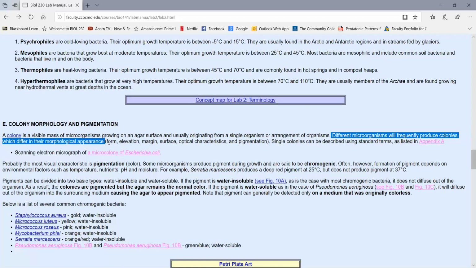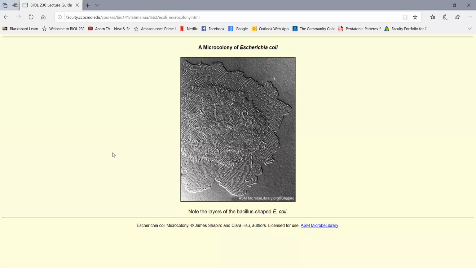And this is a scanning electron micrograph of a microcolony of Escherichia coli. Now, E. coli is a bacillus-shaped bacterium. And this colony, when it was put under the scanning electron microscope, was about the size of the head of a pin. But when highly magnified, you can actually see the individual bacilli in the colony, the individual E. coli, as we see here.